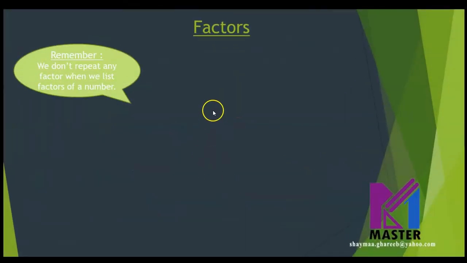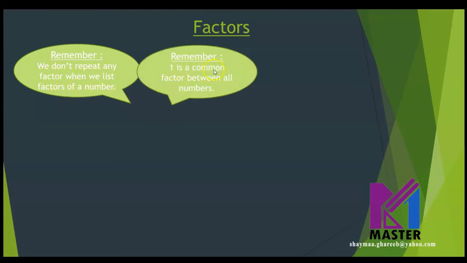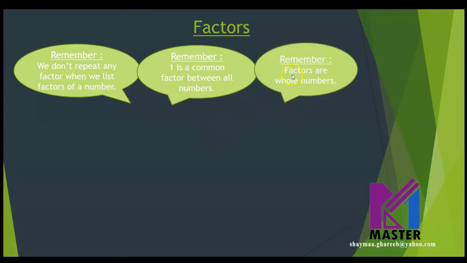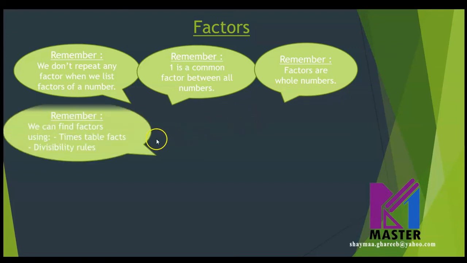Now let's remember some important information in today's lesson. We don't repeat any factor when we list the factors of a number. 1 is a common factor between all numbers. Factors are whole numbers, and this is really important. Factors shouldn't be decimal numbers or fractions or mixed numbers. It must be always whole numbers.